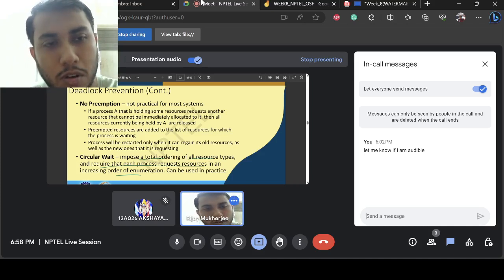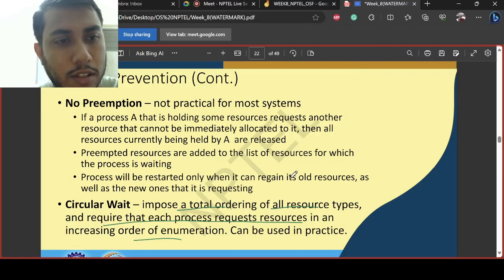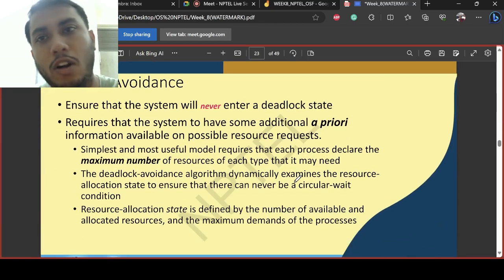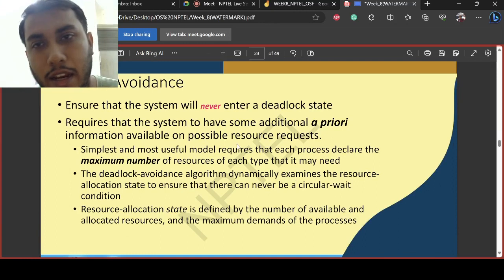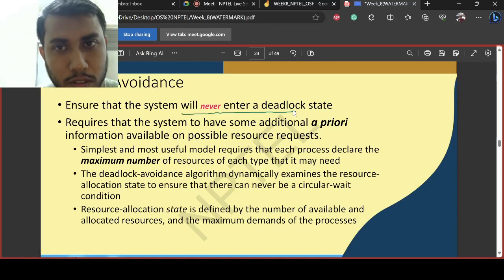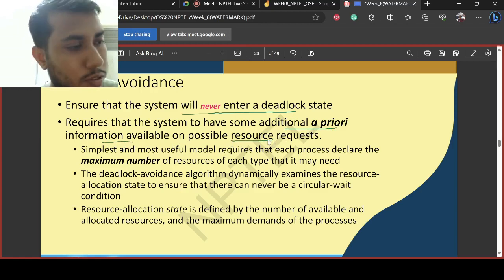Okay. So we come to the next kind of technique, called deadlock avoidance. It ensures the system never enters a state of deadlock. Like the previous one, this one also requires a priori information of all the possible resource requests that can be made.